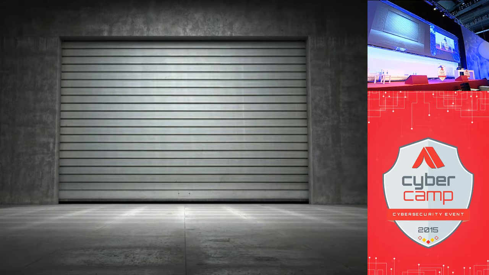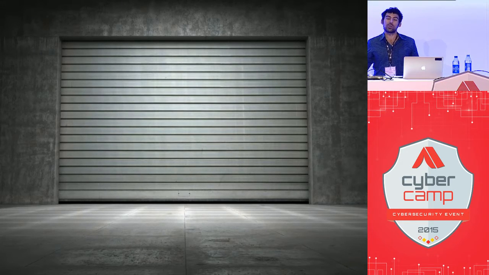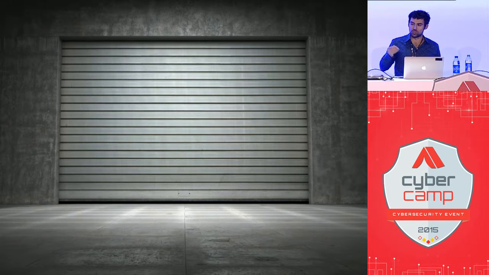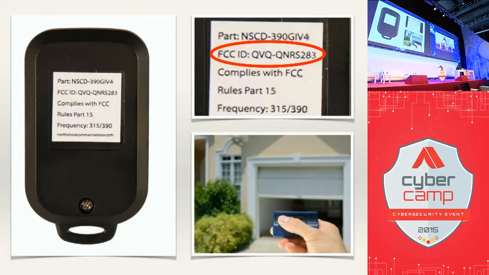Once we take a look at a garage, how do we get into garages? Typically, we have remote controls. So we have some sort of remote control that actually allows us to open this garage. Now, if you take a look at pretty much any remote control for a garage door opener, if you look at the back, there will be some identifiers.